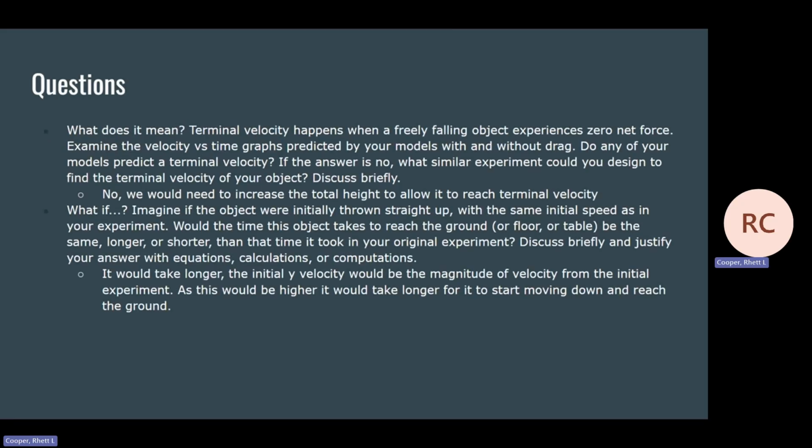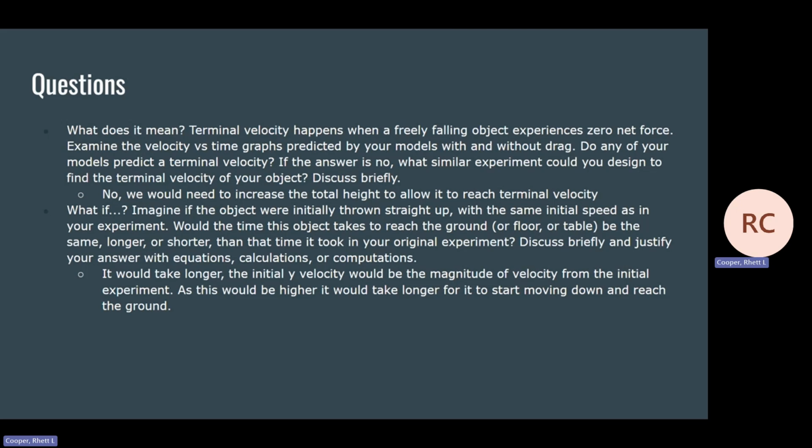We had these important questions we needed to discuss. What happened? What does it mean? Terminal velocity, right? Did we reach terminal velocity in anything we did today? No, we did not reach terminal velocity in both the mathematical and the physical. We could reach terminal velocity if we increased the total height it was allowed to fall, thus allowing it to reach that point, but it simply wasn't tall enough to do that.